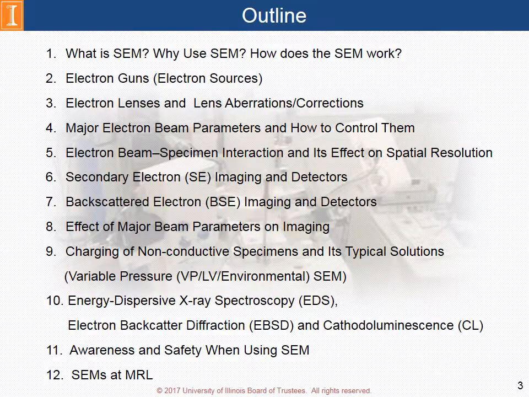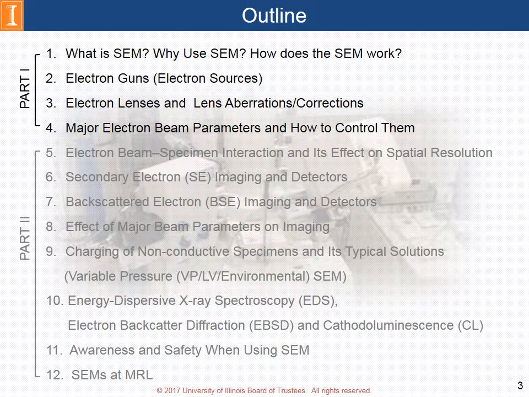Outline for the orientation seminar. This part, which is part one, will cover the first four topics. We will start with a general introduction of SEM. Then we will go over electron guns, electron lens aberration, and corrections. At the end, the beam parameters and their operator control will be discussed. The remaining topics will be covered in part two.